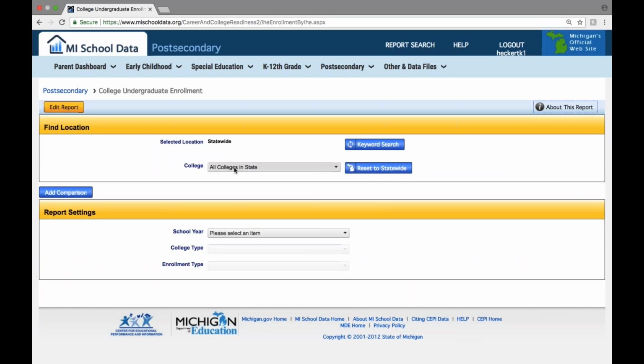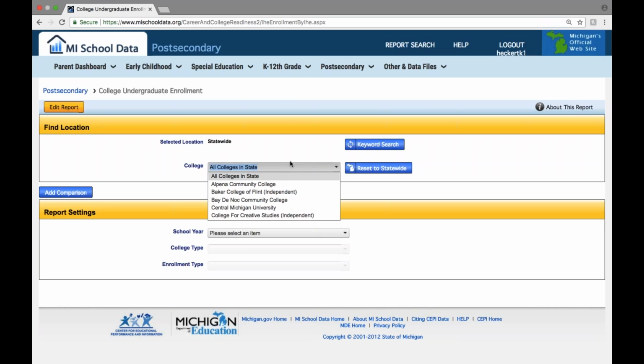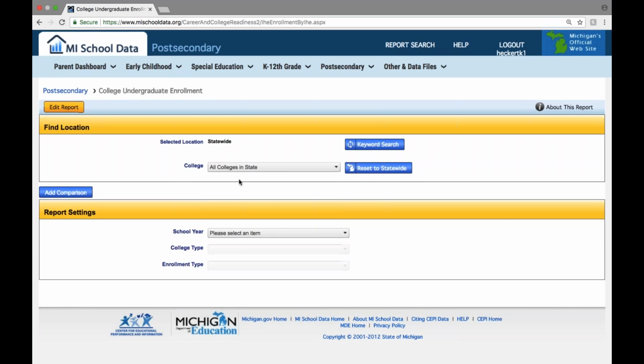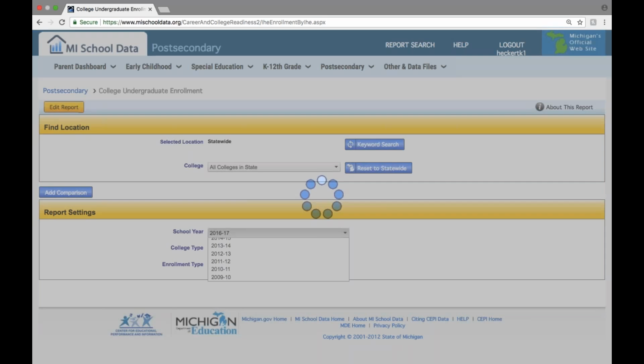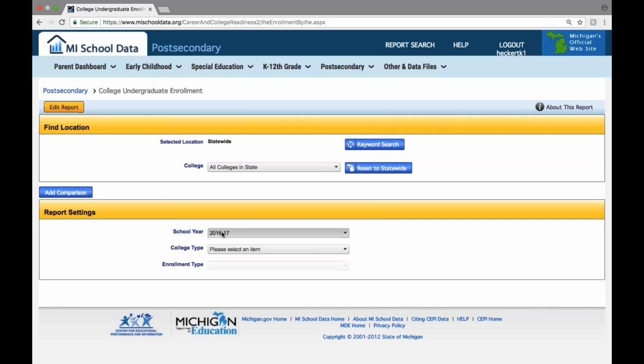To start off, I am going to look at all colleges and state. As you can see, there are several public colleges and universities to select from. I'm going to look at the statewide approach for the most part today. For school year, I'm going to choose 16-17 data. This is truly school year enrollment, not just fall, which is IPEDS. We follow the fiscal year, July 1st to June 30th, to do our counts.